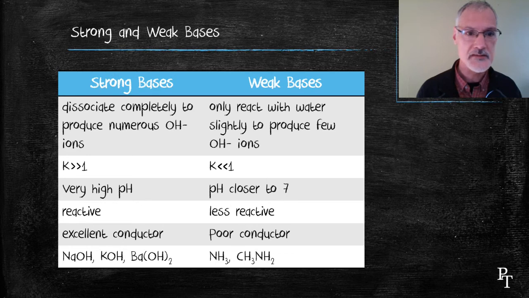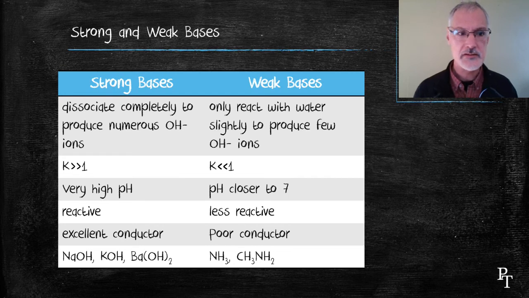The presence of lots of ions in my strong bases make them excellent conductors, whereas weak bases have very few ions and as a result are very poor conductors. Most metal hydroxides constitute the strong base category, whereas ammonia and many amines constitute the weak bases.